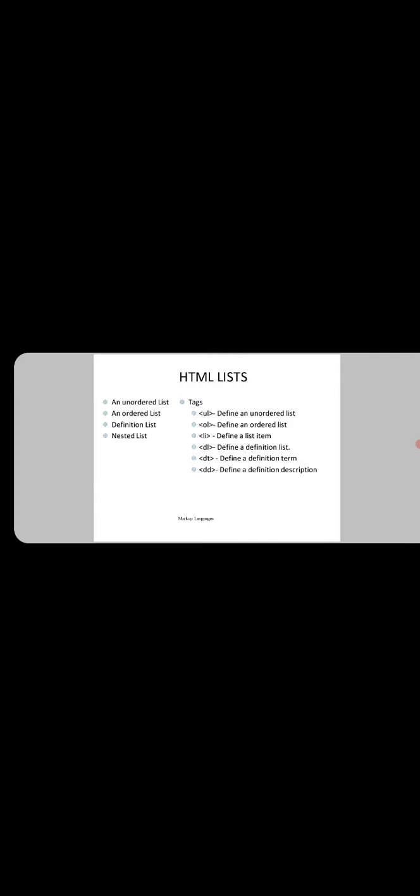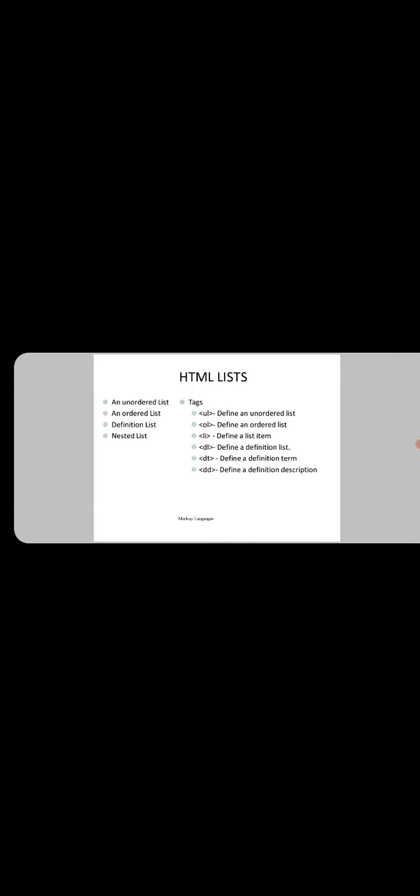The third type of lists are called definition lists. Definition lists are generally used to define some terms or acronyms and their explanations. The fourth type of lists are called nested lists. What do you mean by nested? A list created or used inside another list is called a nested list.